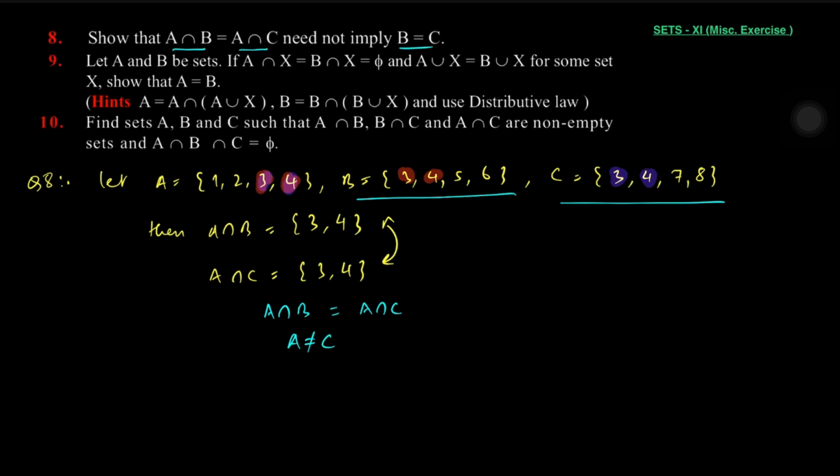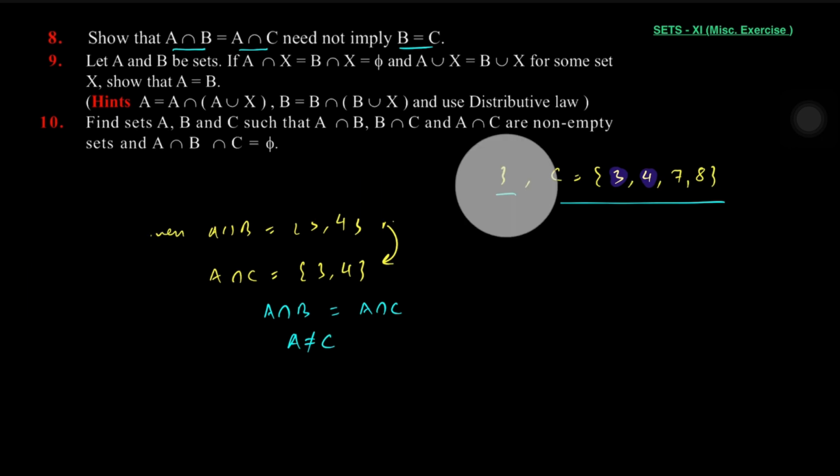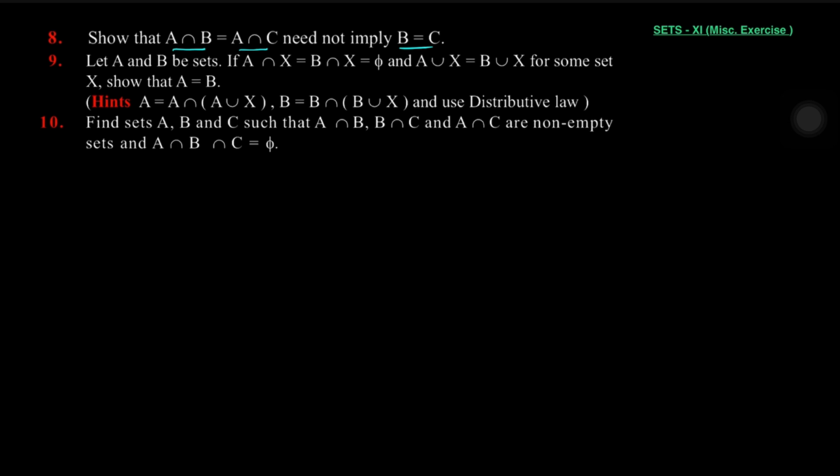So this is what we needed to prove. Now let's move to question number 9. Question number 9 is, let A and B be sets. If A intersection X is equal to B intersection X is equal to an empty set, that is phi, and A union X is equal to B union X for some set X, show that A is equal to B. So this is question number 9.